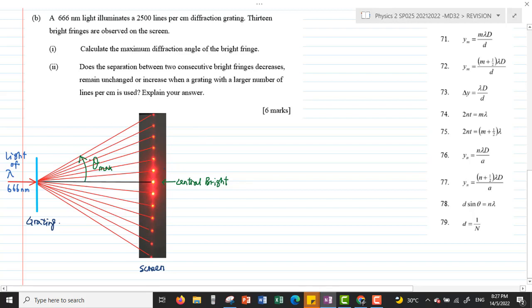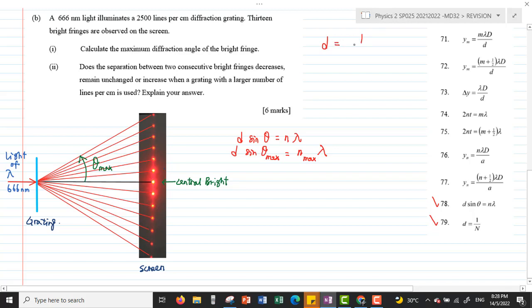To calculate the maximum diffraction angle, we are going to use equation 78: d sine theta equal to n lambda. So sine theta is proportional to the order number. In order to find the maximum diffraction angle, the order number that we substitute must be maximum. So to solve this question, we have to determine the grating spacing and the maximum order number, and the wavelength is already given as 666 nanometer. I can calculate the grating spacing first using equation 79.